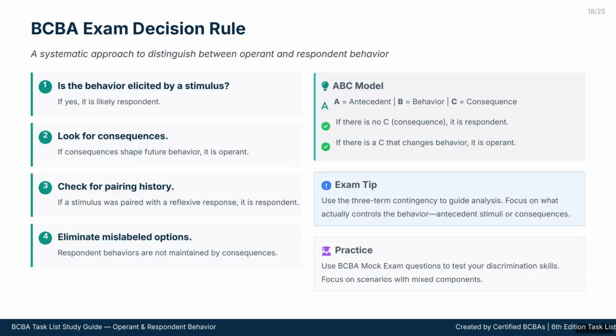Use a systematic decision rule. First, ask whether the behavior is elicited by a stimulus. If yes, it is likely respondent. Second, look for consequences. If consequences shape future behavior, it is operant. Third, check for pairing history. If there is no consequence-changing behavior, it is respondent. If there is a consequence-changing behavior, it is operant.